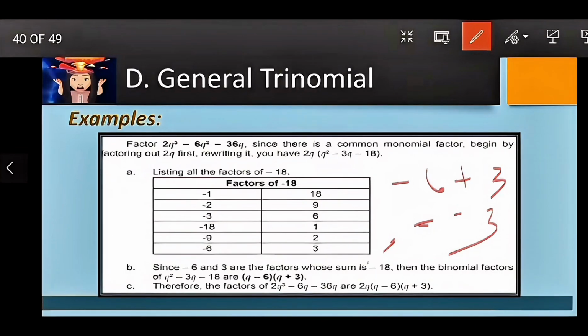So the factors of 2q cubed minus 6q squared minus 36q are 2q, which comes from the common monomial factor, and q minus 6 and q plus 3. So 2q times q minus 6 times q plus 3.